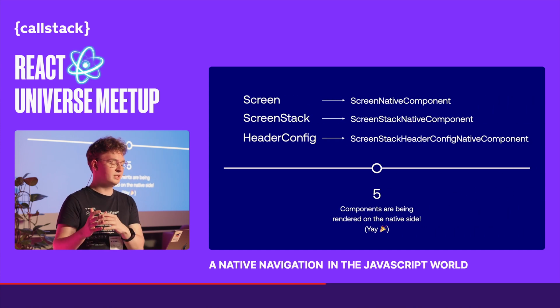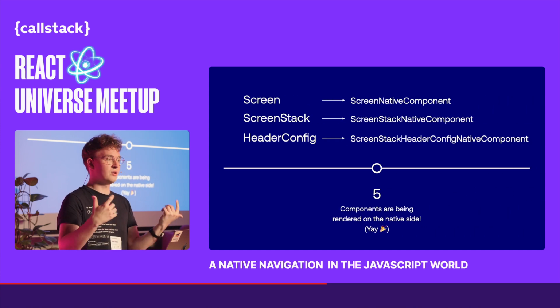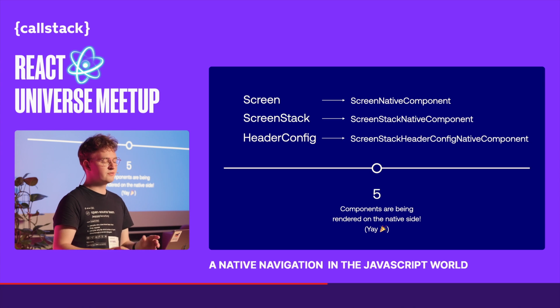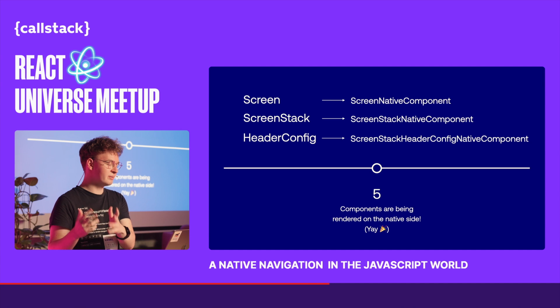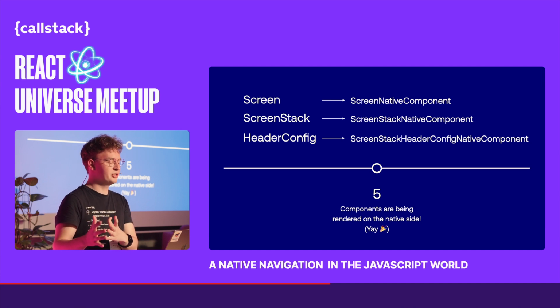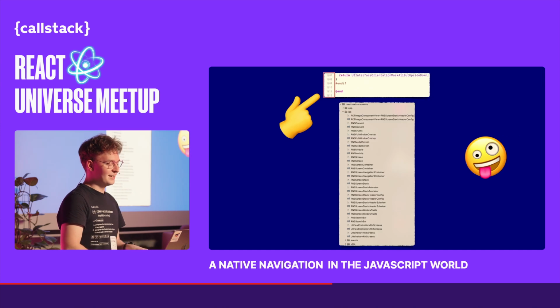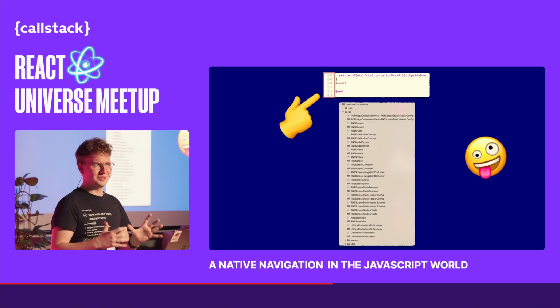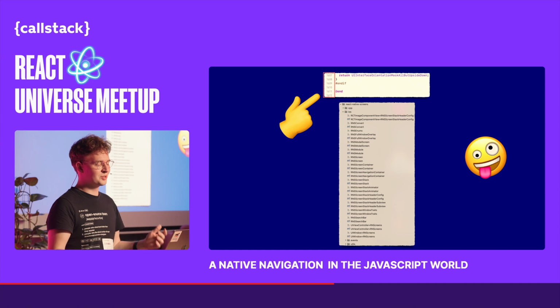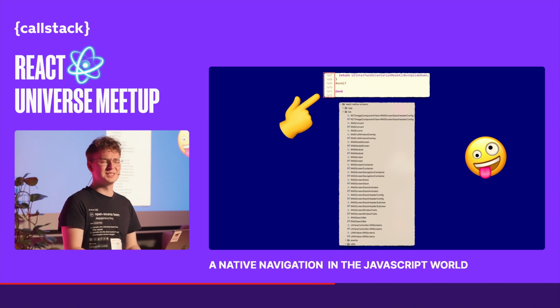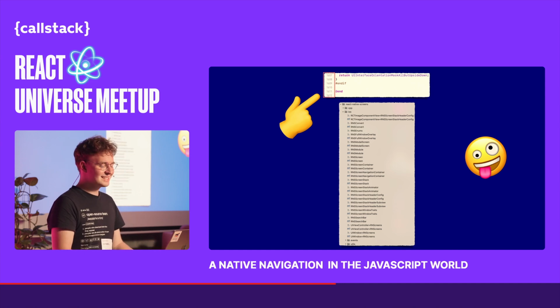Finally, all of the calls to the screen stack or header config are being transferred onto the CodeGen native components, and that's the place where React Native does all of the magic to render them on the native side. Woo! Yeah, I don't want to tell you what's going on the native side, since both on Android and iOS, that side is pretty enormous, but that's how it looks like in a nutshell.